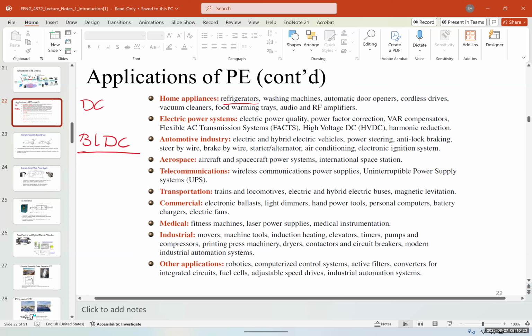Battery chargers, electric fans, and so on. For medical, we have these medical fitness devices, MRI, CTs, all of them, especially MRI. They consume a lot of power because they have to generate a very, very high magnetic field. It starts around 0.7 Tesla up to 10, 11 Teslas for what we call an fMRI machine, functional MRI.